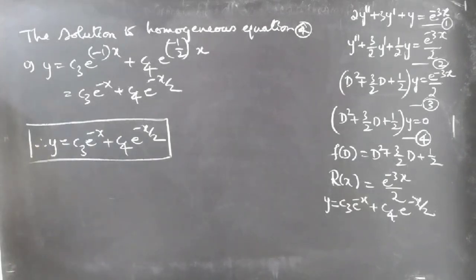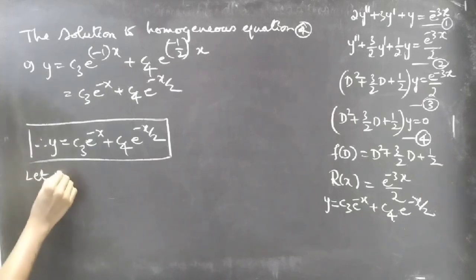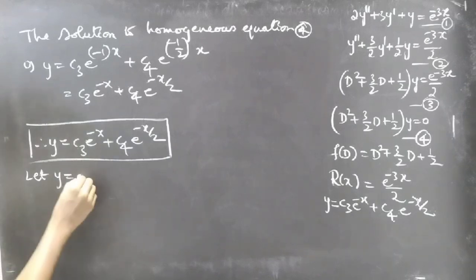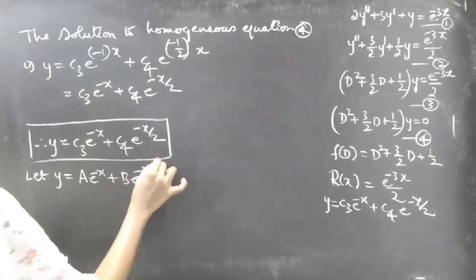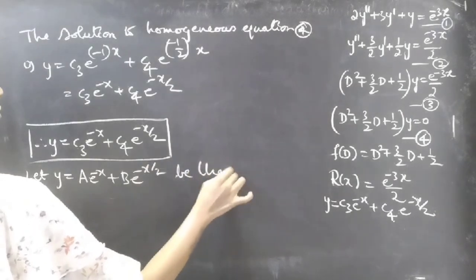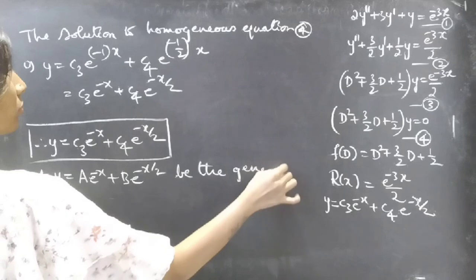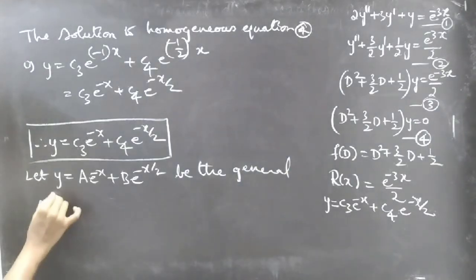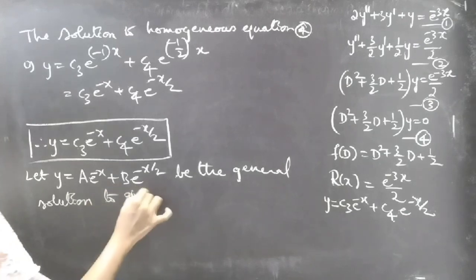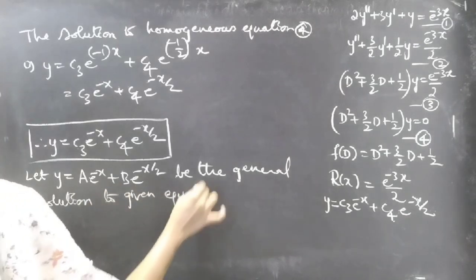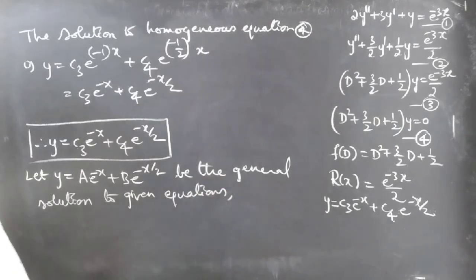Now, using this solution, we'll write the general solution of our problem. Let y equal to, just replace the constants or parameters with some functions of x, say a and b. We'll have a e power minus x plus b e power minus x by 2, the general solution to our problem or to the given equation, where a and b are functions of x.